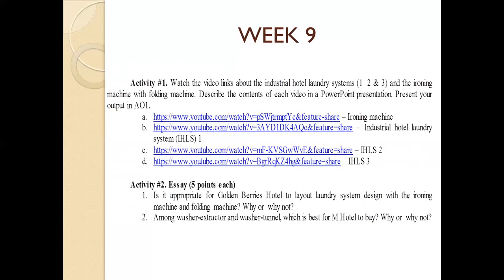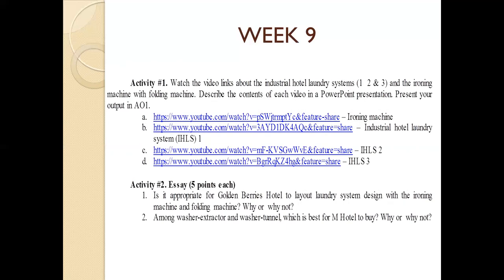So again, we have four links. The first link that we have is for the ironing machine, and the three other links are the industrial hotel laundry systems. For activity 2, we have an essay type. Question number 1: is it appropriate for Golden Bears Hotel to lay out a laundry system design while including the ironing machine and folding machine? Why or why not?